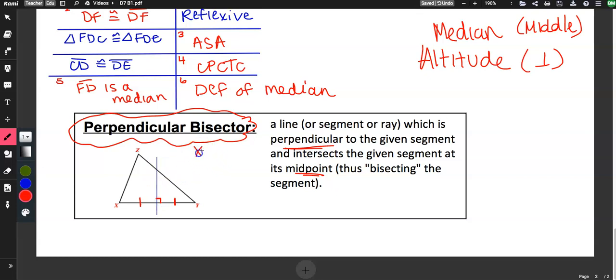Notice it is not always from a vertex. It can be. Like in an equilateral triangle, the perpendicular bisector would be the same as the altitude, but in a lot of cases, when it's a scalene triangle, something like this, it's not necessarily from a vertex.